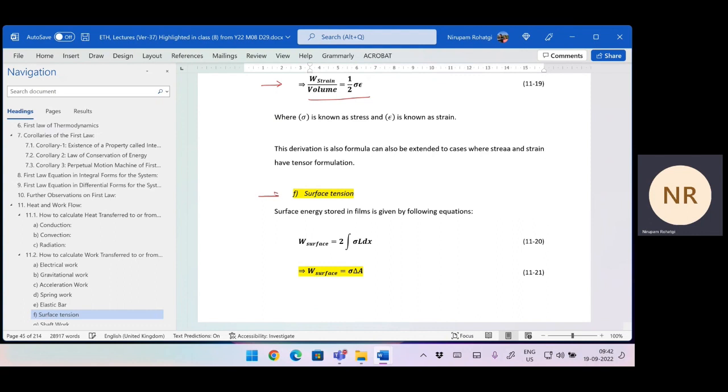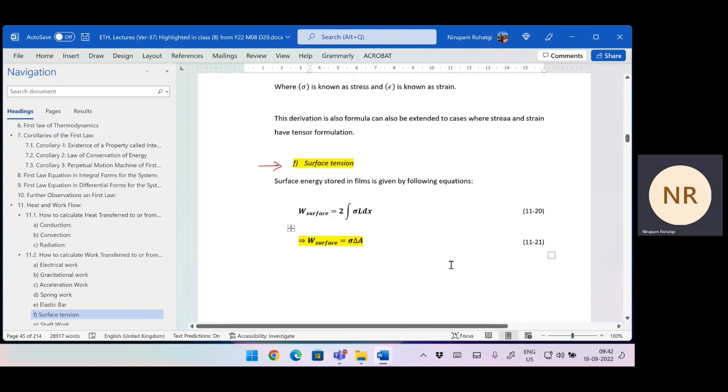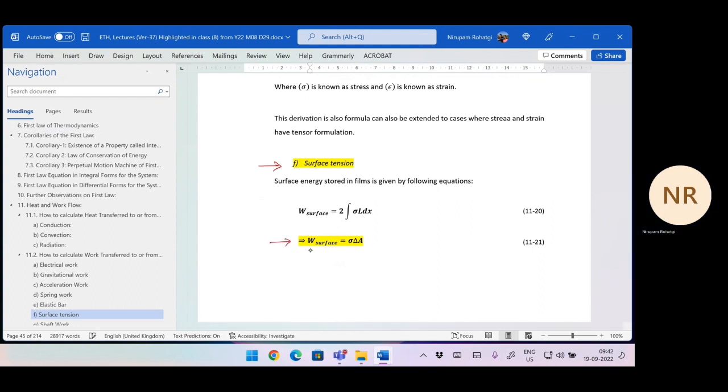Then there is another form of energy, surface tension, and this is equal to sigma, where sigma is surface tension, times the change in area. You would have also read about it. So what is the surface tension? What is the change in area? And that energy is stored in the surface. So if you have a balloon, some of the energy is stored in the balloon surface also.